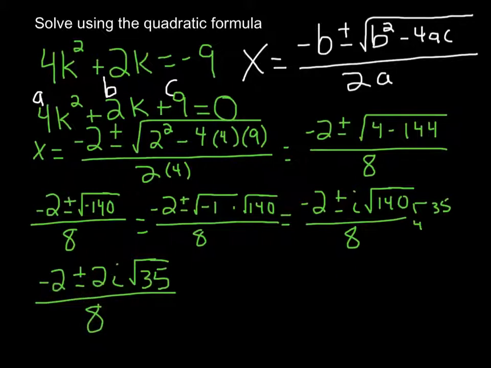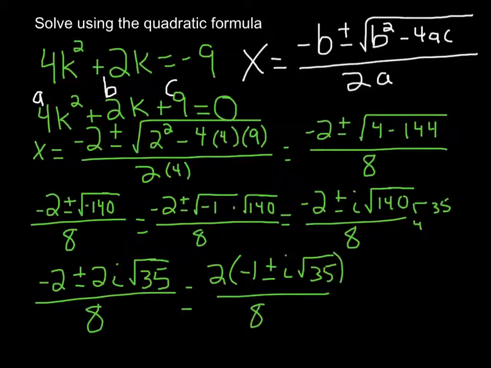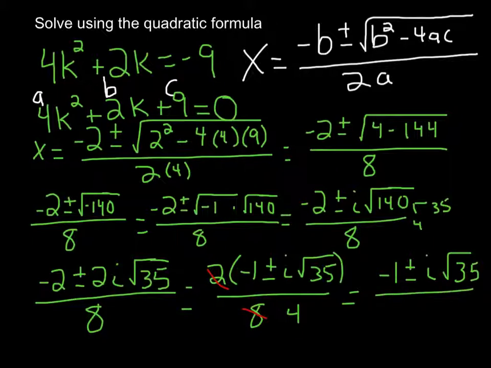Okay, now I look at this one here and I say, okay, this 2, 2, and the 8 can be reduced. Essentially what we're going to do is factor out a 2 on top. So I'm going to do that now. 2 times -1 plus or minus 1i, which we just write as i, square root of 35, all divided by 8. Okay, now our 2 we can reduce. That's gone. Our 8, that would turn into a 4. So my answer, in fact, on this one is just -1 plus or minus i radical 35 all over 4.